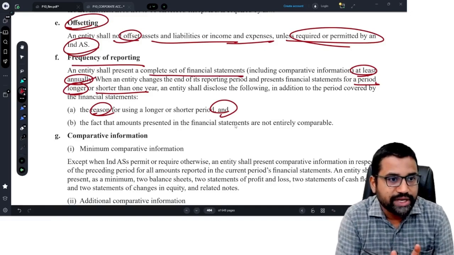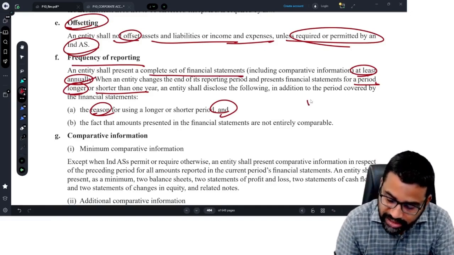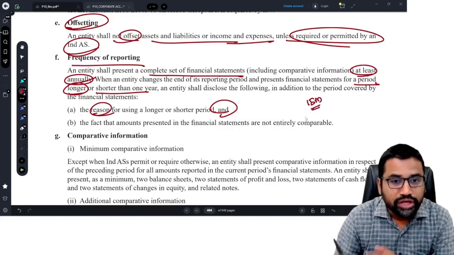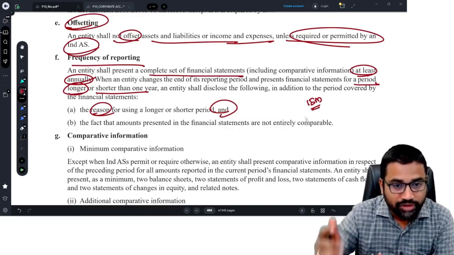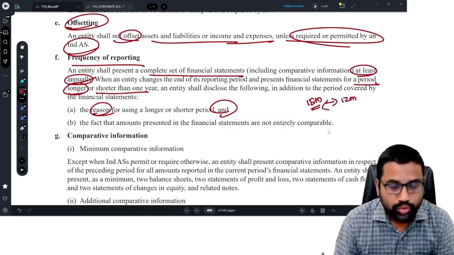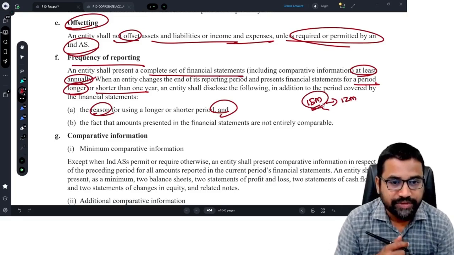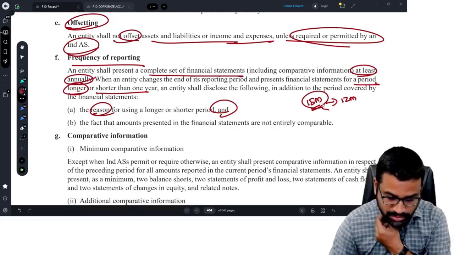Suppose, for example, when you prepare financial statements, you selected 15 months. Now, how can you compare them with financial statements which have a frequency of 12 months? Suppose last year was 12 months, this year 15 months. Can you compare these two? No. Suppose my financial statements are for 15 months and the other company's financial statements are 12 months. Can I compare? No. So, that is what they are saying.